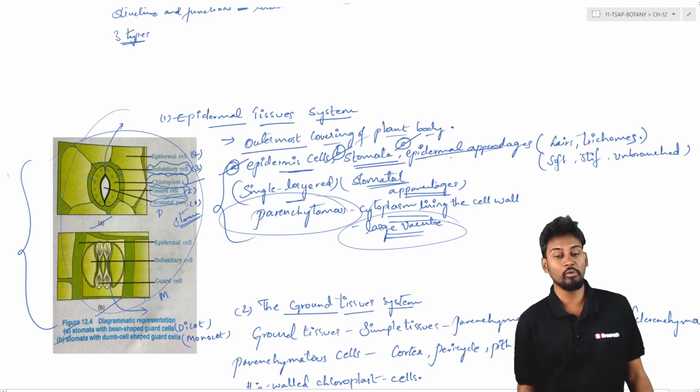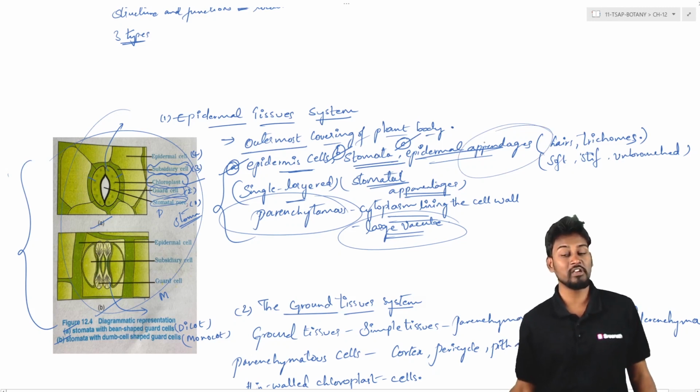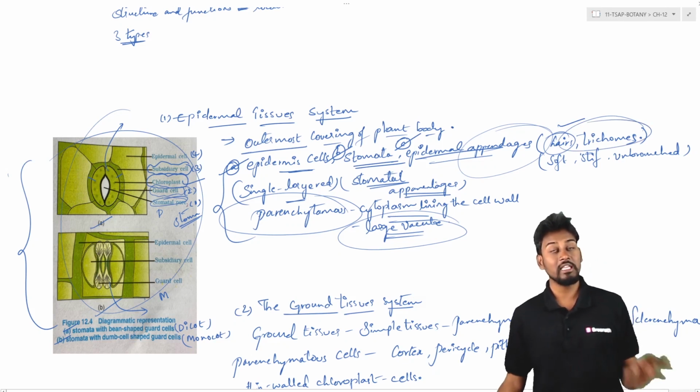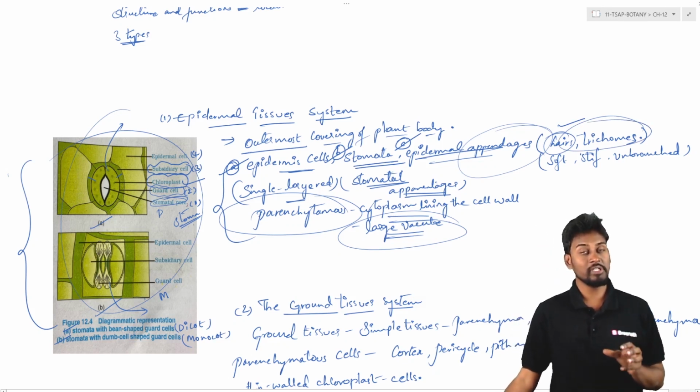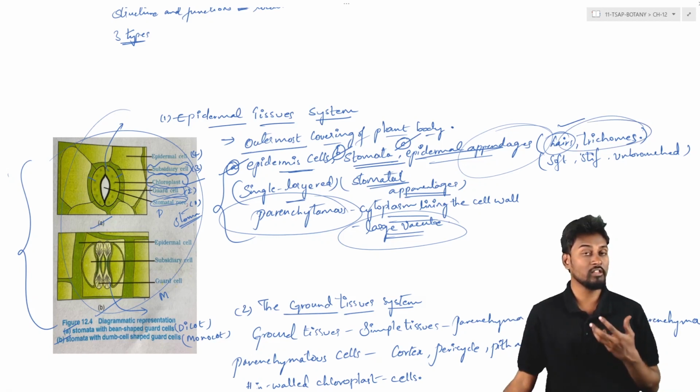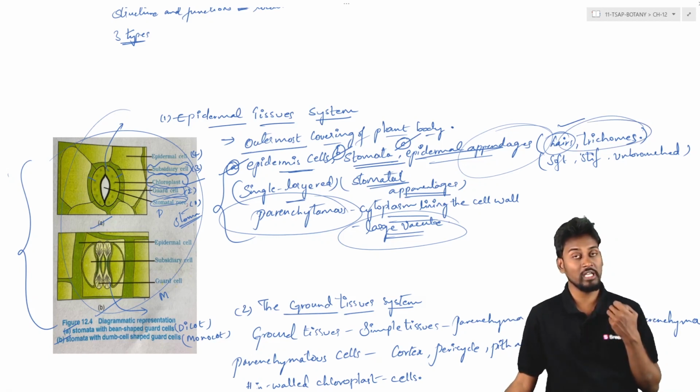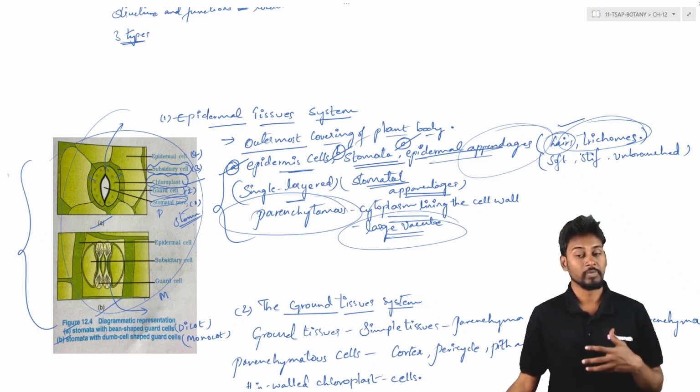Third one is the epidermal appendages. Appendages are nothing but attachments. Epidermal appendages means the hairs. Hairs are called trichomes, and these epidermal appendages, that is hairs, called trichomes, are generally unbranched, stiff, and soft.